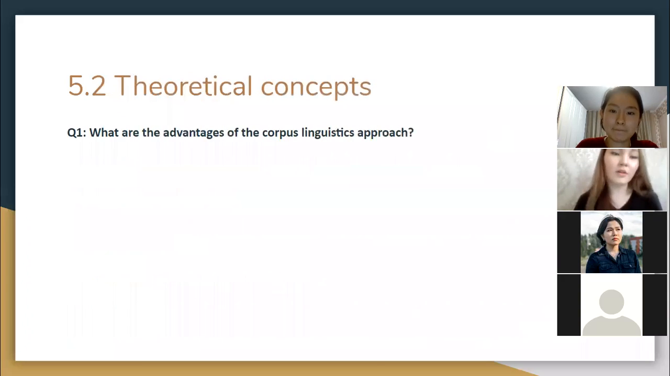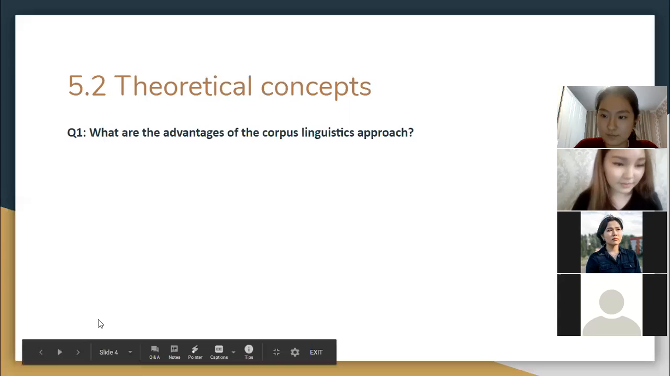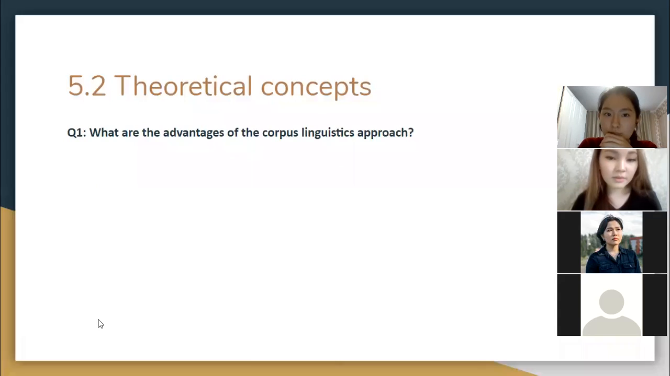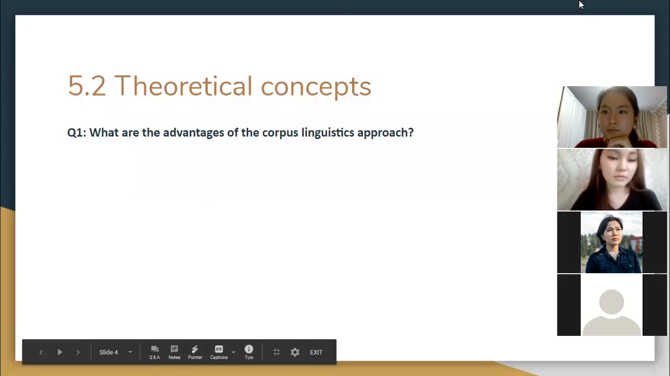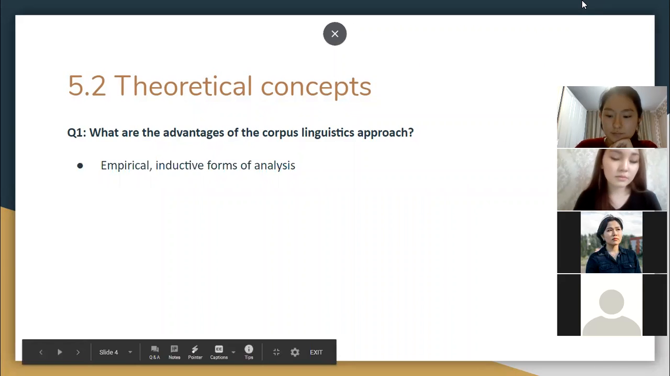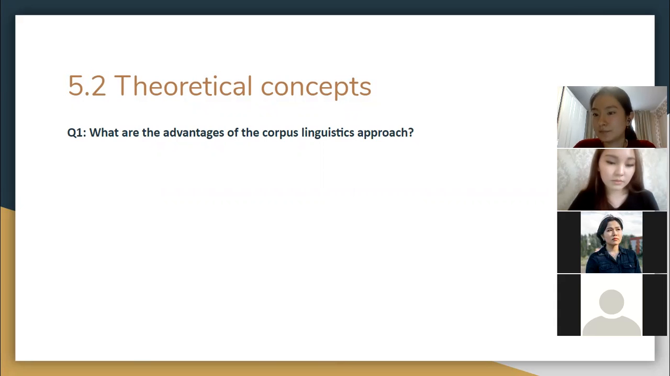Moving on to the topic of theoretical concepts, my question is, what do you think are the advantages of the corpus linguistics approach? May I answer? Yes. So, as it was said, corpus linguistics uses computer software and computer technologies, which is why it gives more accurate data about patterns of using language, which gives an opportunity for linguists to make proper hypotheses and analyze them better.